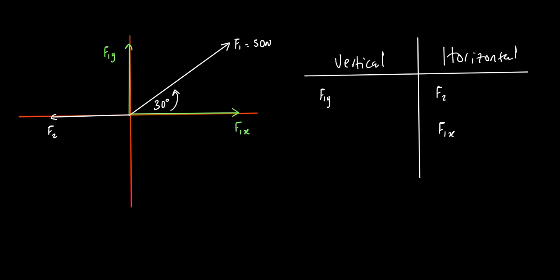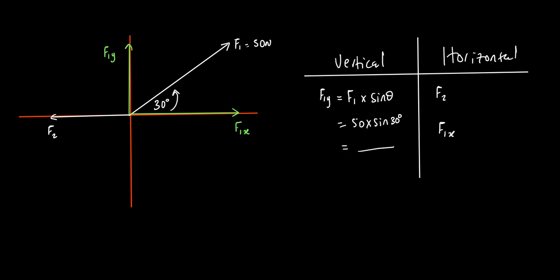Since you do not know F1Y for now, you write its formula. Remember, it's F1 multiplied by sine theta. So how much is F1? It's 50. You multiply by sine of the angle, which is 30 degrees. I think I have a calculator here. 50 times sine 30, we get 25 newtons. So that is 25 newtons for F1Y.